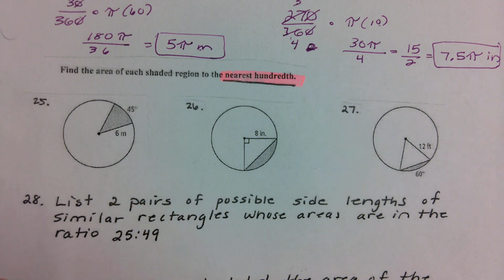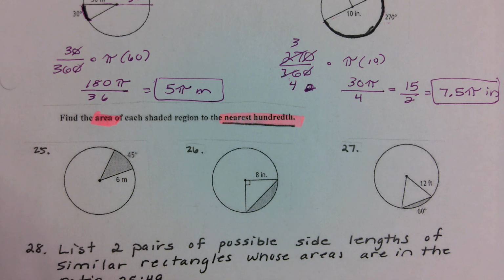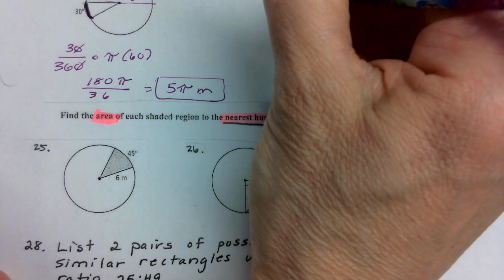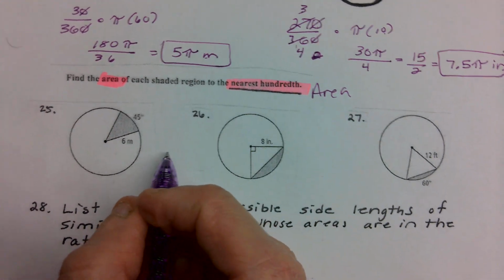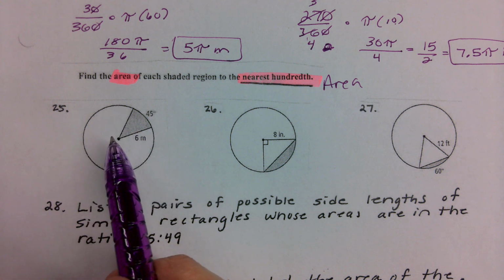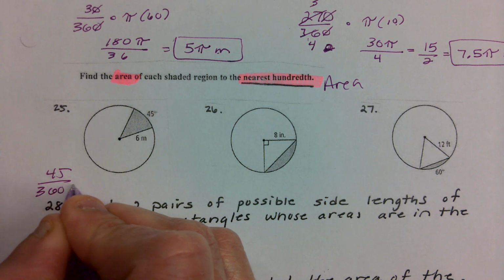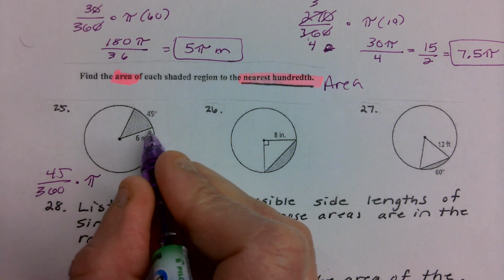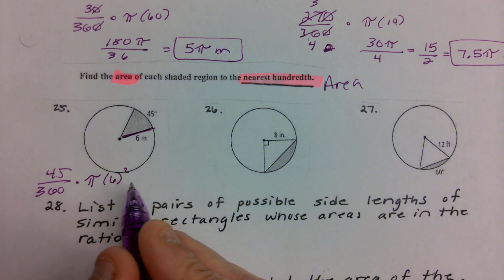Now we're doing area. See, they're different. So up here, when I'm doing length, I'm using circumference. When I'm using area, I'm using area. All right, so it's still the same thought that I still only want part of the circle though. So how much of the circle? I want 45 over 360. But now instead of doing circumference like I did up there, I'm doing area. So it's pi times the radius squared. So 36 pi.